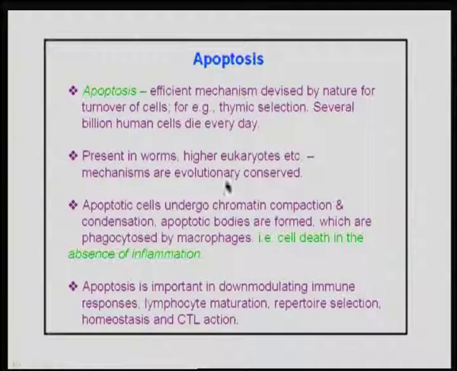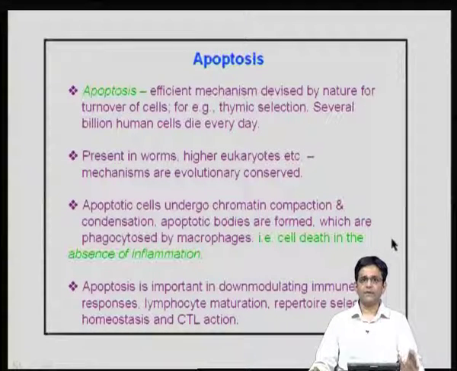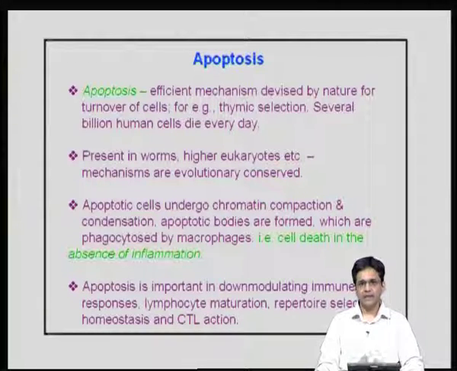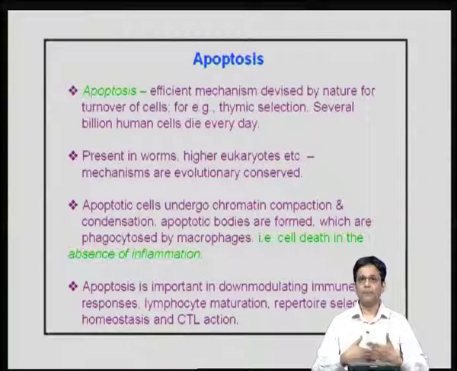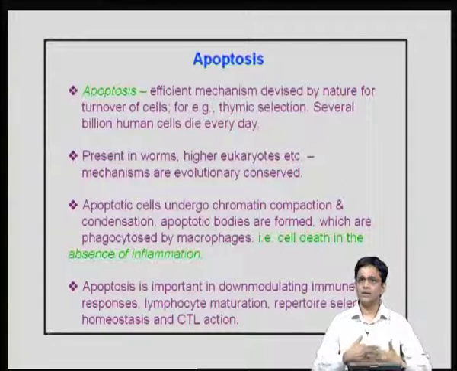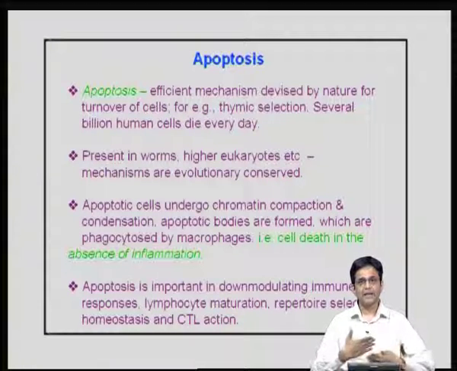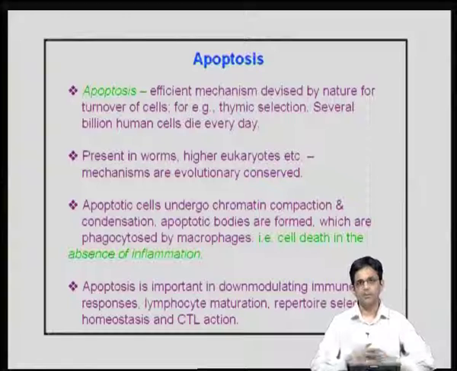Finer differences in these three different types will be discussed in subsequent slides. Okay. Now, apoptosis. What is apoptosis? It's an efficient method devised by nature for turnover of cells, and these are points that we had discussed, such as thymic selection. In fact, several billion human cells die every day, and the cellular turnover is so highly regulated that we don't even realize such high cellular numbers are occurring.